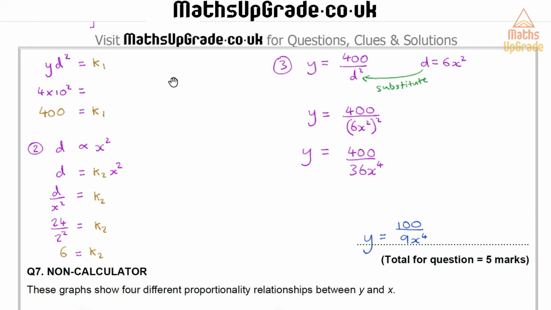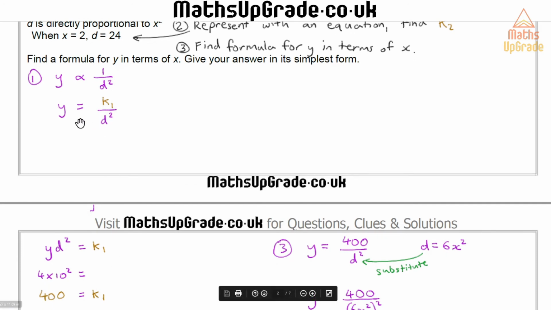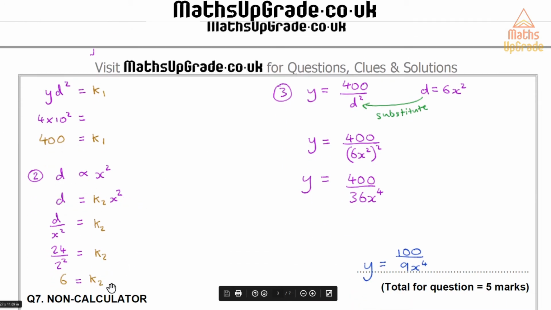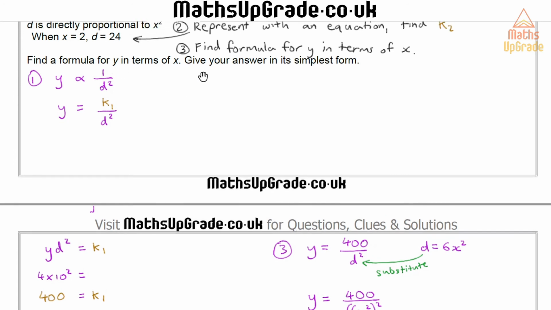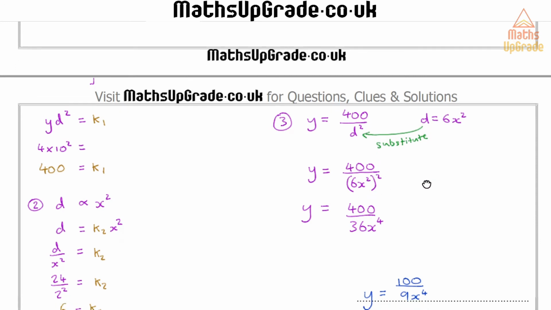Last thing I'm going to do is write this equation here with my constant. So y equals 400 over d squared, which is here. I'm also going to write this equation here with my constant, d equals 6 times x squared, which I've written here. I'm going to substitute this d equals 6x squared into this equation to eliminate the d, and that would give me y in terms of x, which is what I need. So y equals 400 divided by 6x squared, all squared. So that'll be 400 divided by 36x to the 4.